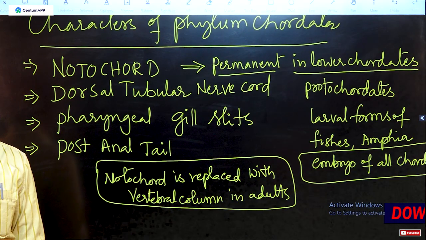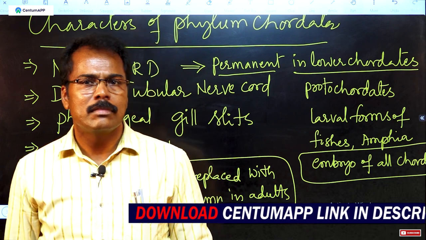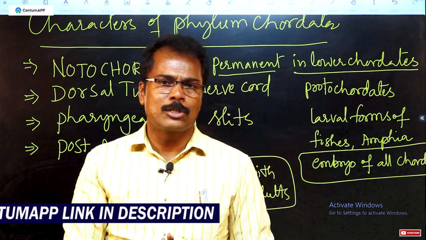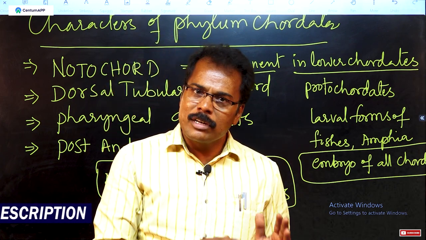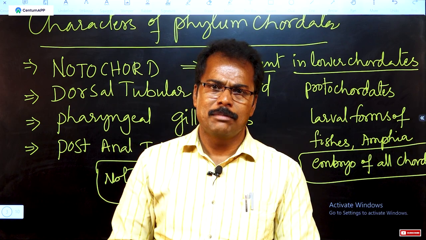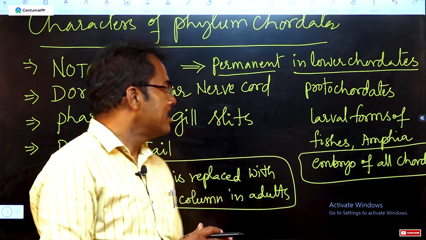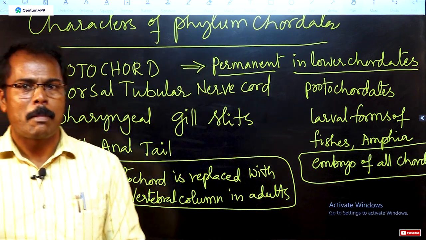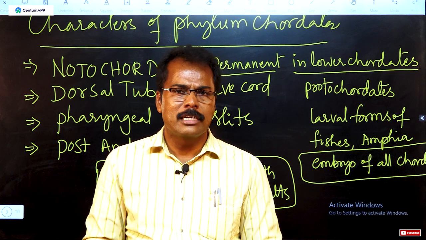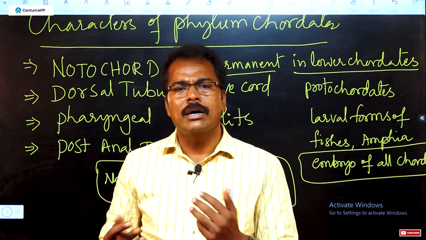The third point is pharyngeal gill slits. The pharyngeal gill slits are located in the pharynx region, and these are paired, and these are the slits for respiration. These pharyngeal gill slits are also present in the embryonic stage or in the larval stage, and these are permanent in some organisms, lower chordates, and these structures are replaced with the lungs. And lastly, postanal tail. The tail can be present in the lower chordates and in the embryonic stage, and can be absent in the adult stage in some of the animals.